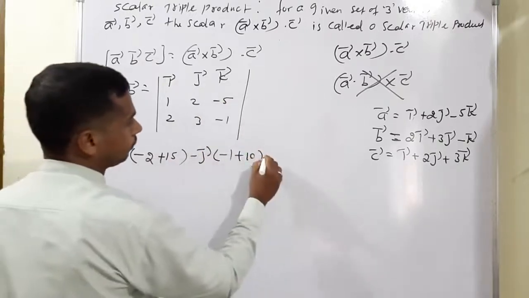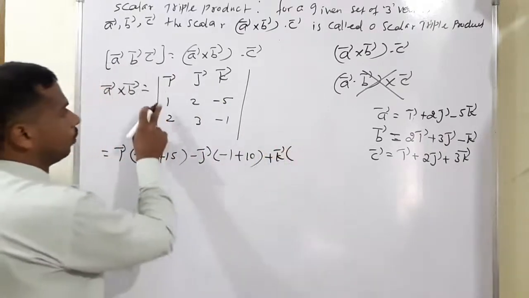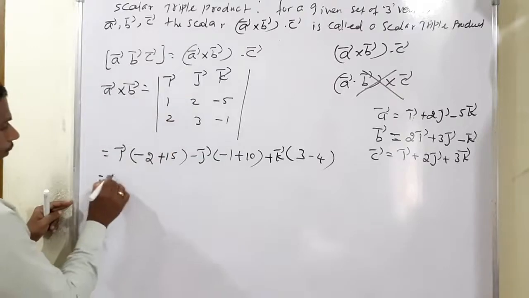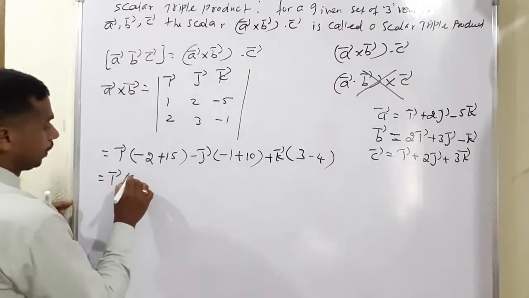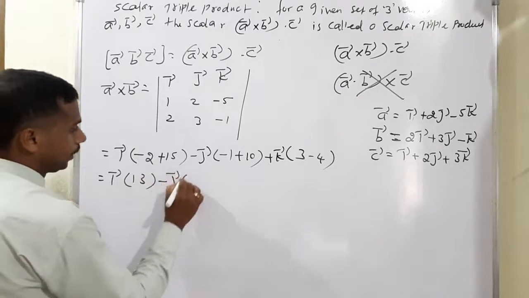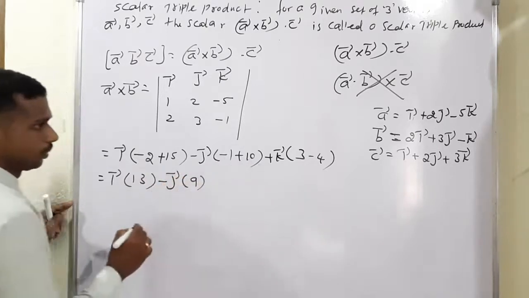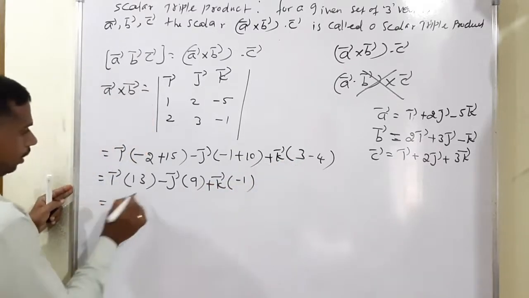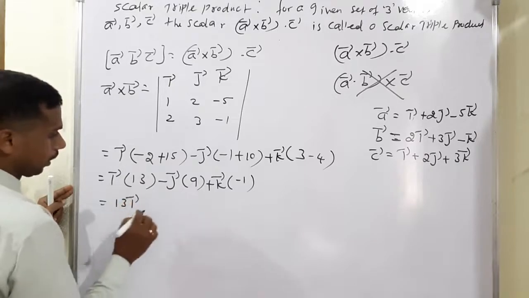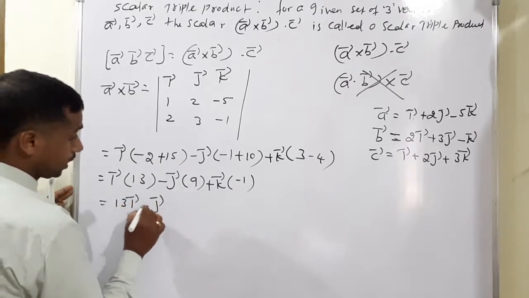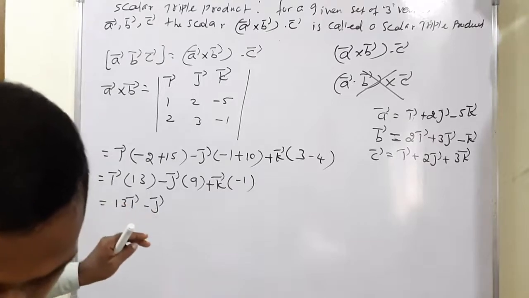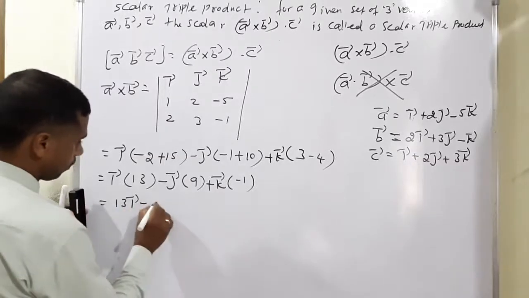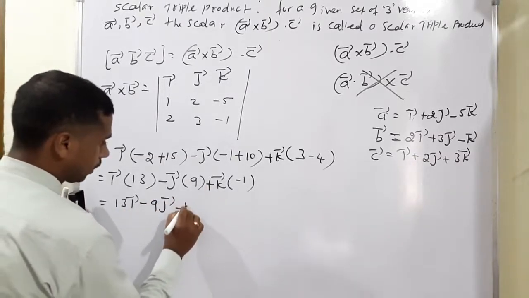Next, plus k vector: 1 into 3, 3, minus 2 into 2, minus 4. Therefore, i vector: minus 2 plus 15 means positive 13. Minus j vector: minus 1 plus 10 means positive 9. Then plus k vector means 3 minus 4, which is minus 1. So 13 i vector, then minus 9j vector, last minus k vector.